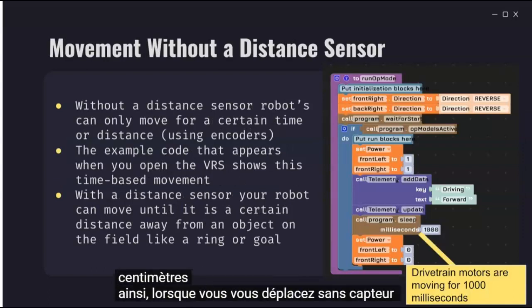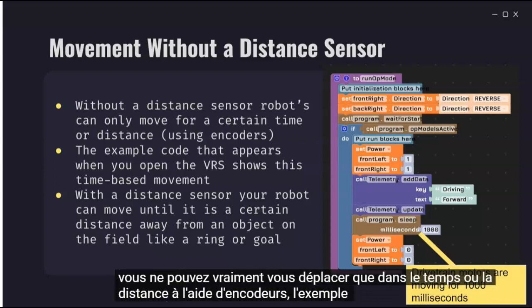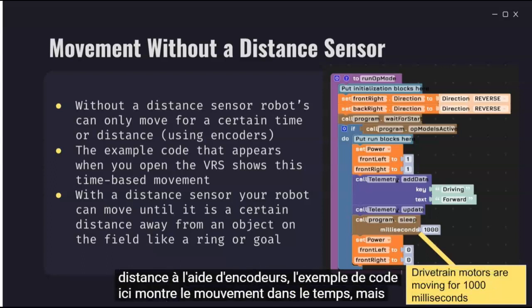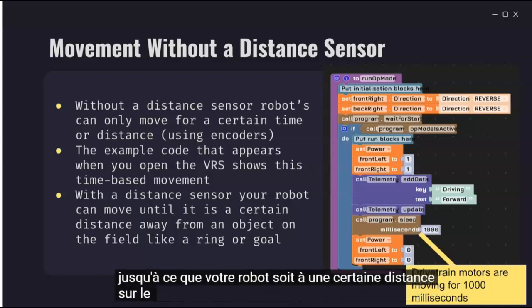So when moving without a distance sensor, you can only really move for time or distance using encoders. The example code here shows the movement for time, but with a distance sensor, you can move until your robot is a certain distance away on the field from an object or to a wall.